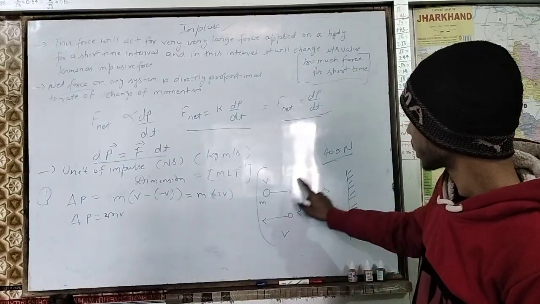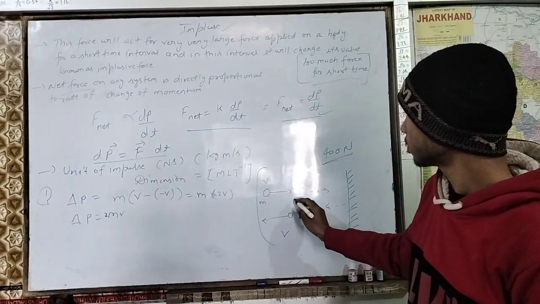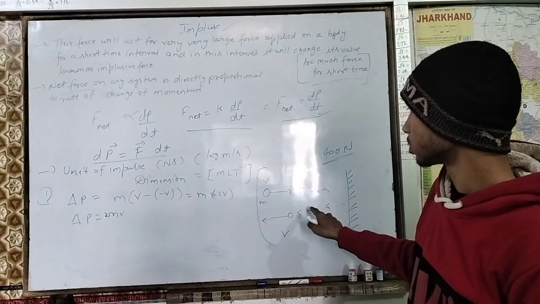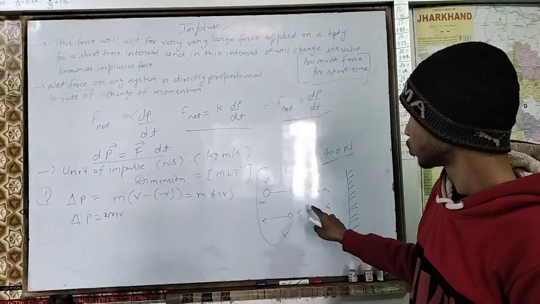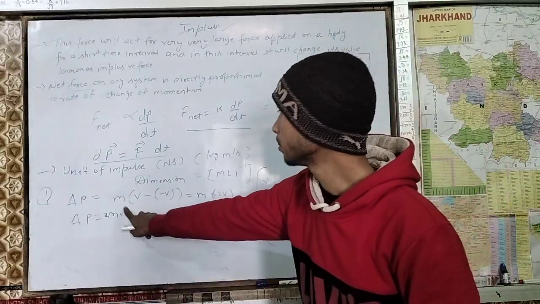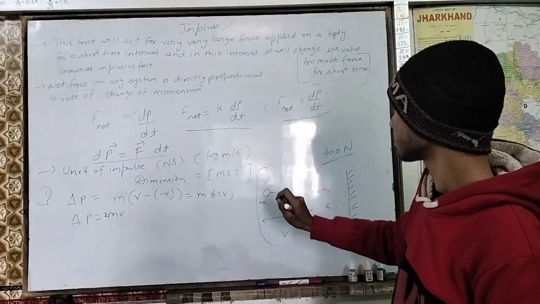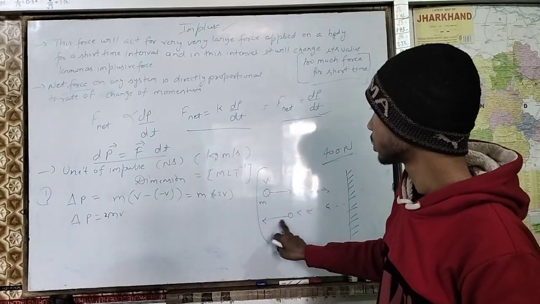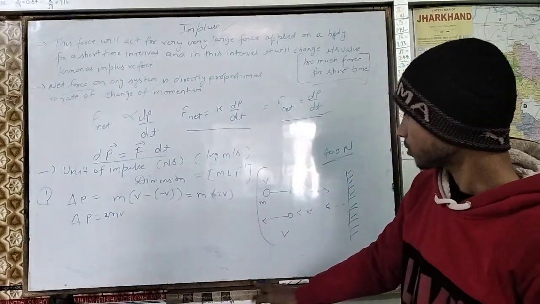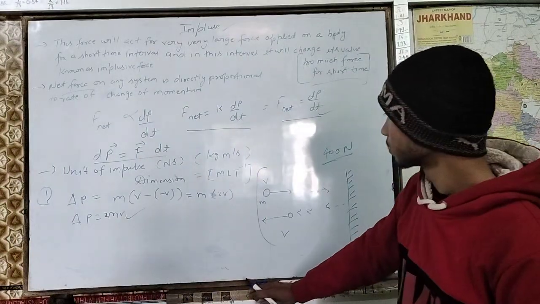For this case, we brought this equation. Here we are finding the total change in momentum after collision. We have only one mass, only one body. So m, and this first v, then minus, and here the direction is opposite, minus v, equal to m times 2v. So finally we got this equation, delta p equal to 2mv. We will use this formula.